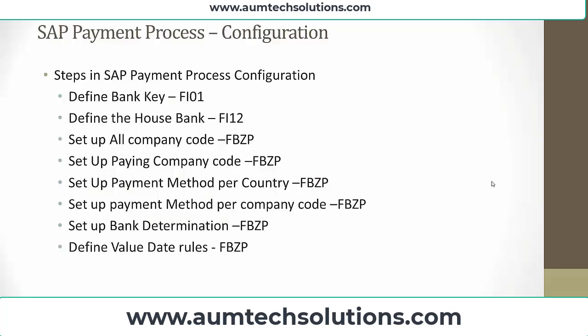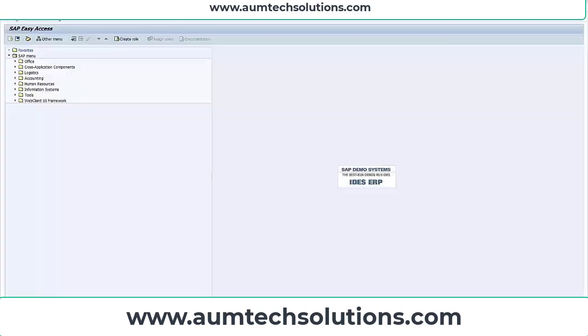Hi. We will continue with the vendor payment process configuration in SAP. In this lecture, we will configure the paying company code in SAP. Log into SAP, Ideas System, go to transaction code FBZP.